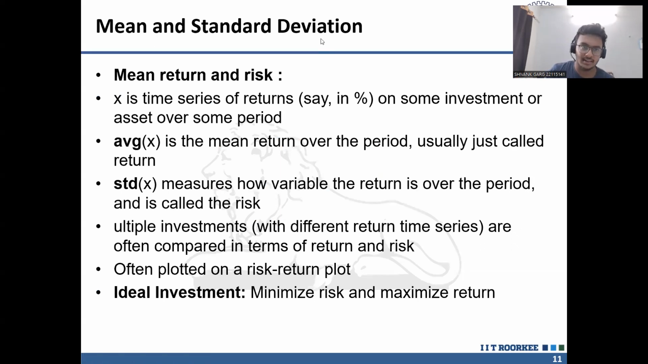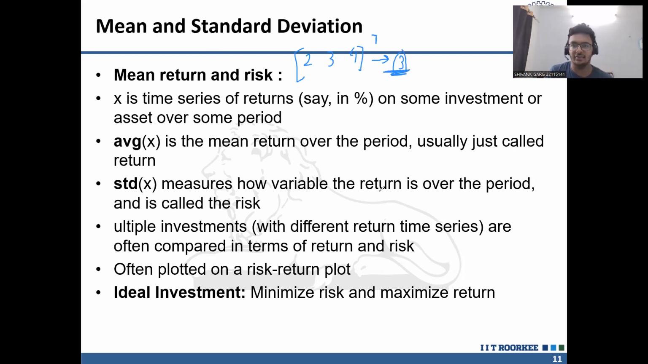So how is it used in real life? For example, consider X is the time series of returns on some investment or asset over some period of time. Like we considered earlier, X is a vector, where each element gives the return for a period. So the average of X is the mean over the entire period, and it is usually called the return. For example, if this is your X vector, the average return for this vector will be 3, which is the mean. And this is known as the average return.